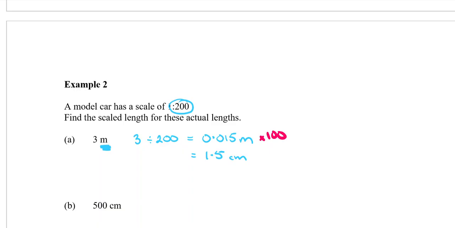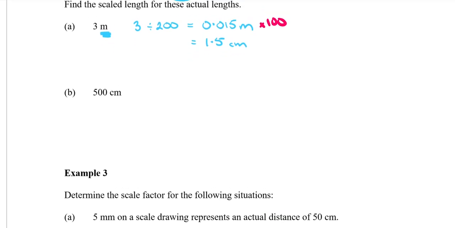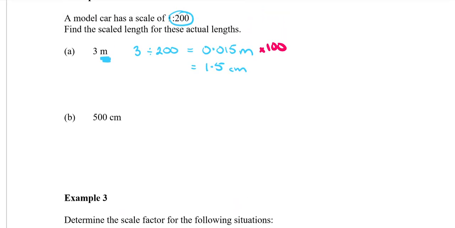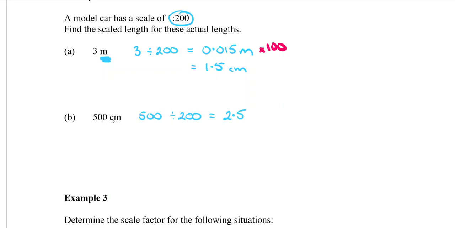So a 3-meter car in real life is going to be 1.5 centimeters on the drawing of it. Makes sense, doesn't it? It's always good to check that your answer is actually logical. Part B, let's do it again. 500 centimeters in real life. We're going to divide it by our scale factor because it's shrinking down. 500 divided by 200 is 2.5, and the units will be in centimeters. And that's already a perfectly acceptable unit, 2.5 centimeters. Done.